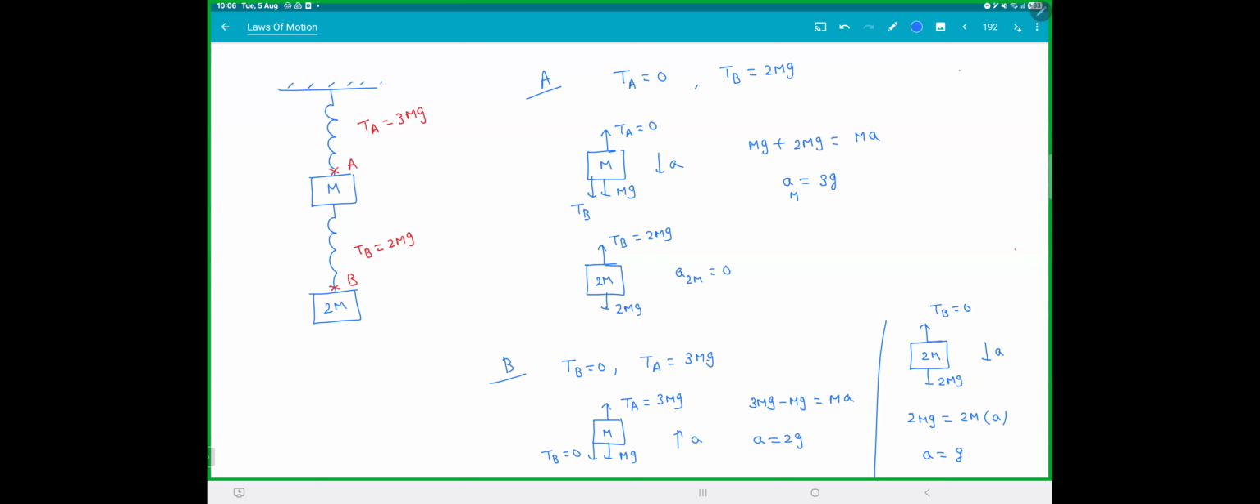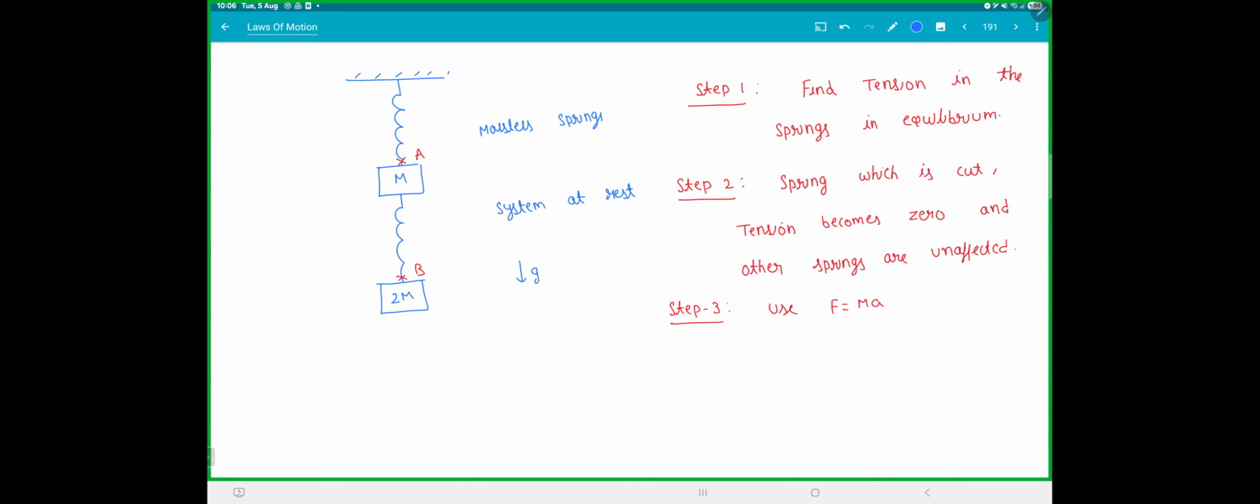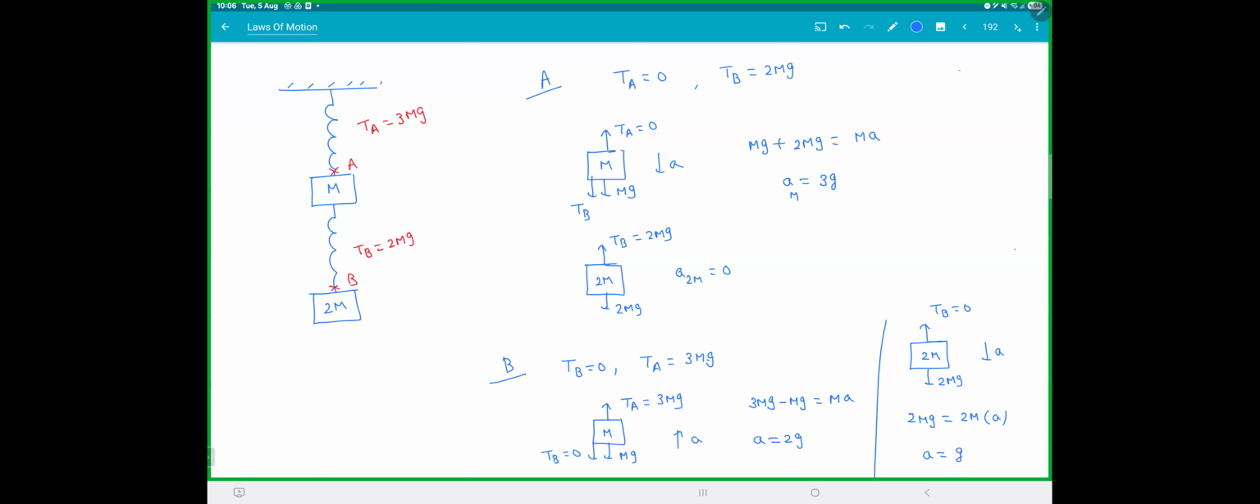They're pretty important models. Any confusion, anything that you're not clear on, please ask. That's it, you just follow the steps. Step 1, find the tension in the springs. Whichever spring you're cutting, make that 0. The other spring doesn't care. Then draw the FBD of m separately and 2m separately. Net force is equal to mass times acceleration. All clear with this? Let's see one more like this.